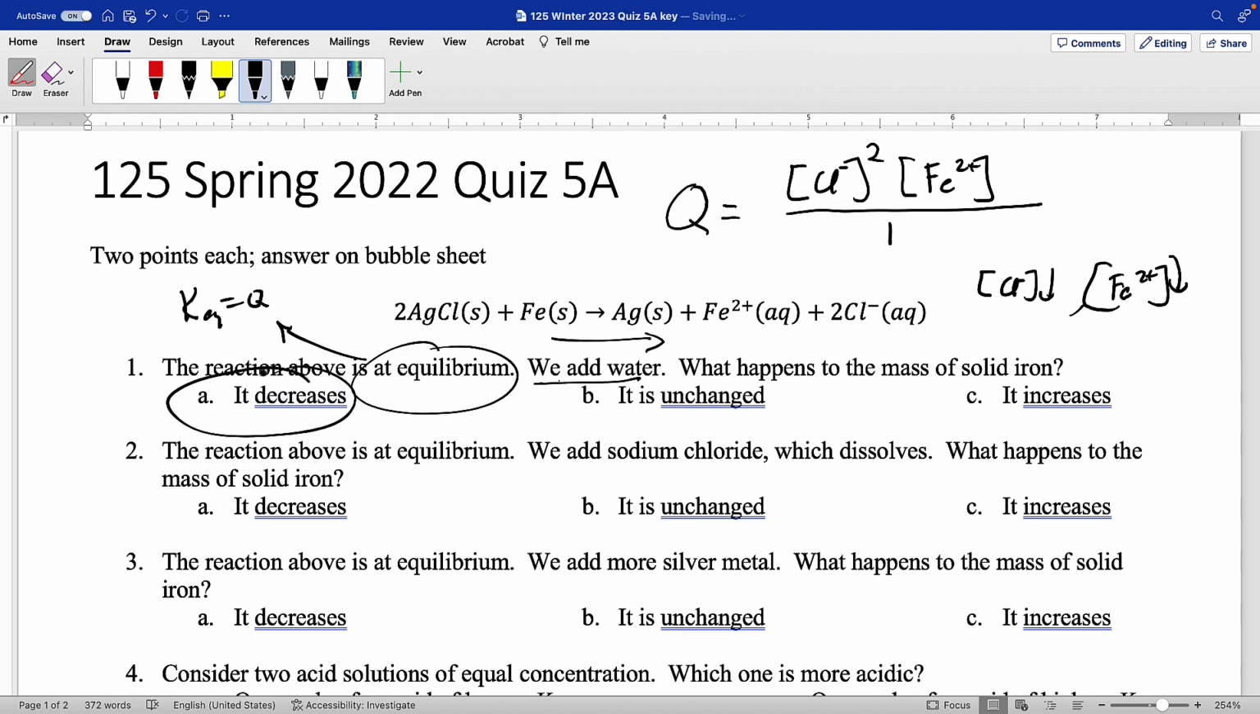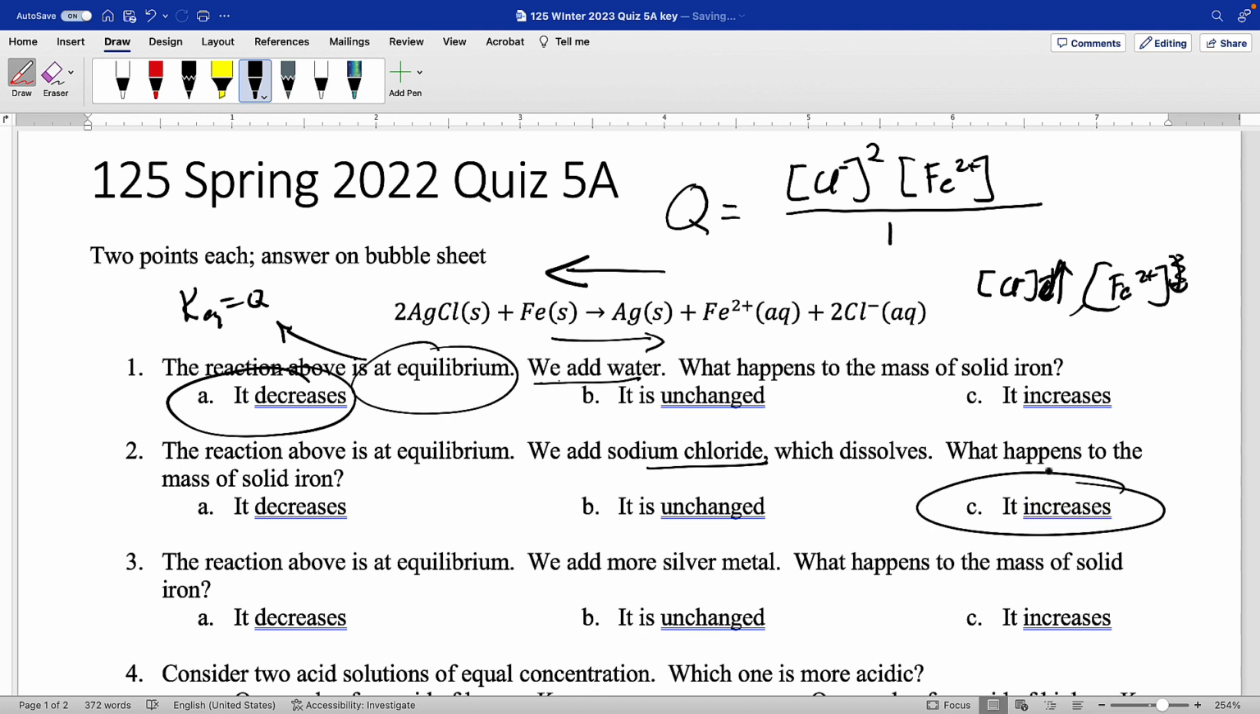We'll use the same logic on number 2. We're at equilibrium, we add sodium chloride, it dissolves, so we're going to increase the concentration of chloride ion, right, because we dissolved sodium chloride. Sodium ions don't matter, they're not in this equilibrium, but chloride ions go up. All we did was make the chloride ions go up, which means Q is going to be a bigger number, so now K is less than Q. If K is less than Q, we've got to go this way. Another way of saying this is K is smaller than Q, so the reaction goes backward. We're going to start making some iron, so it's going to increase.